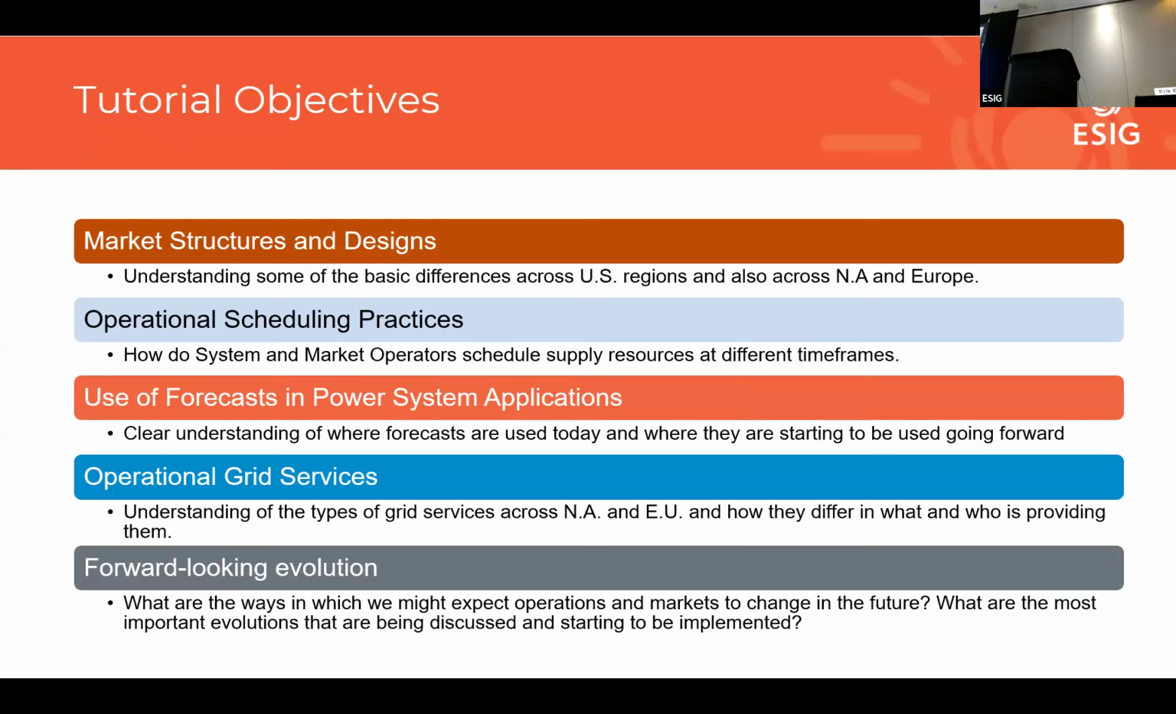Very similar to the agenda, but what did we want to make sure that you all heard? So first, going over market structures and designs, understanding what the basic difference is across the US regions as well as US and Europe, who has the responsibilities across the operations and markets. Then talk about operational scheduling practices. How do system and market operators schedule their resources at different timeframes?